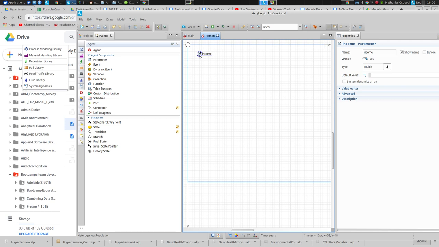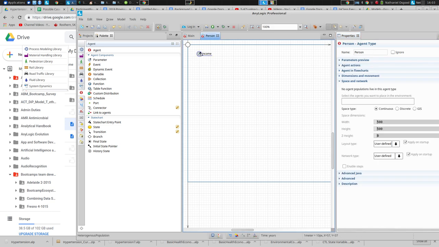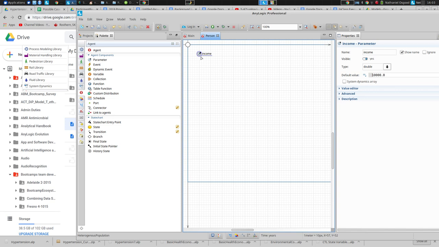Now, we're going to come to a set of guidelines here. I'm going to give them an income. And when I drag it in, I'll give them an income by default of $10,000, okay? Canadian dollars. So I just gave everyone an income. They all have a characteristic of an income.